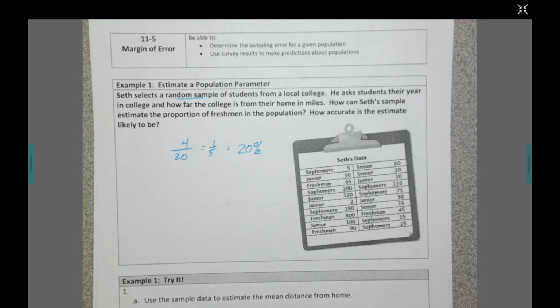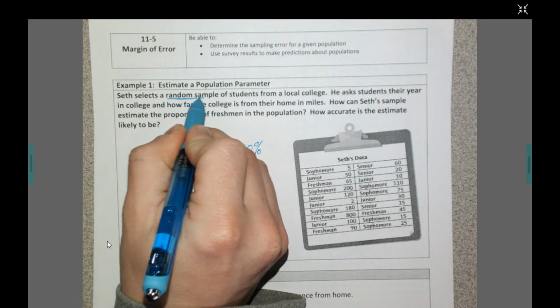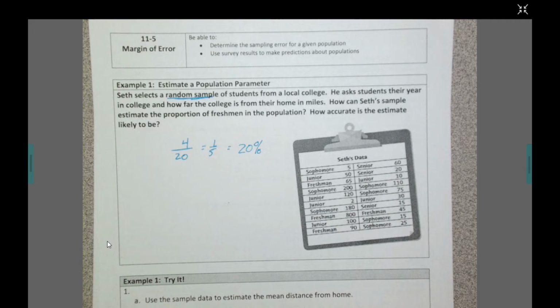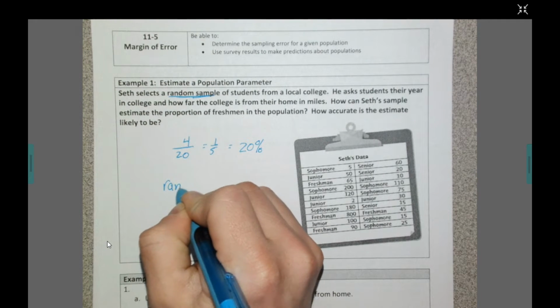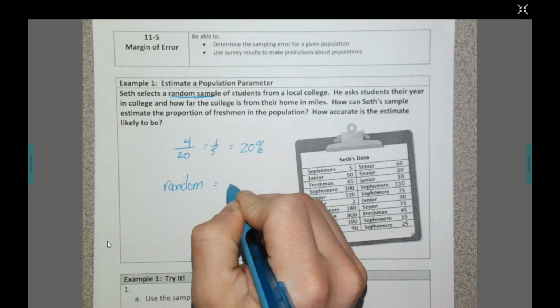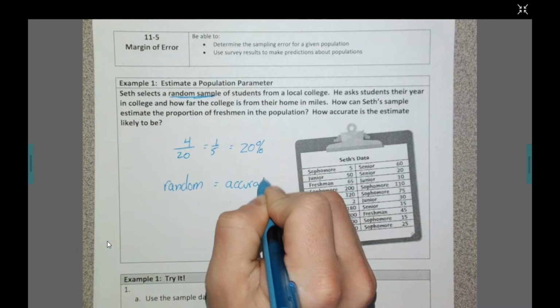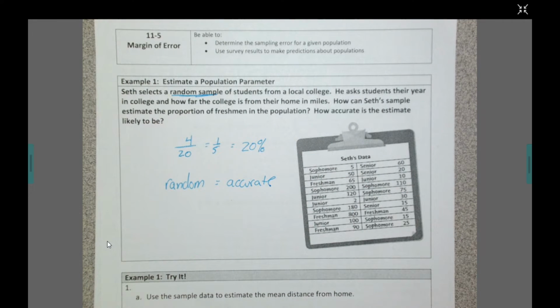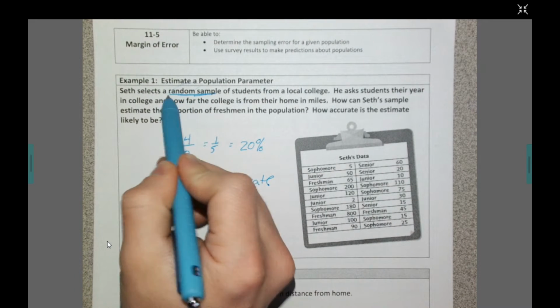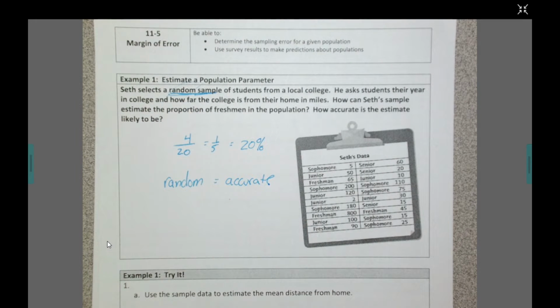Now, I want to know how accurate is that likely to be, and the key comes down to how random was the sample. If he took a random sample, it is going to be accurate. So random is going to equal pretty darn accurate. The other thing you got to watch out for, and what could he do to improve this, would probably be to up the sample size. But again, the key is random. If he picked them totally random, we're going to say it's pretty darn accurate.